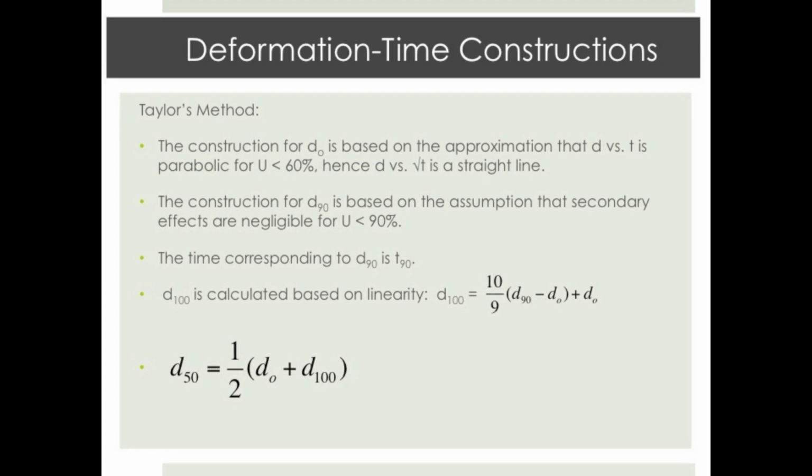Note that D90 is directly found using Taylor's. D90 being the deformation at 90% consolidation. Based on linearity, we calculate D100 using the equation 10/9 times D90 minus D0 plus D0. Finally, D50 is calculated from the same weighted average as used during Casagrande's method. We will look at a construction as an example.